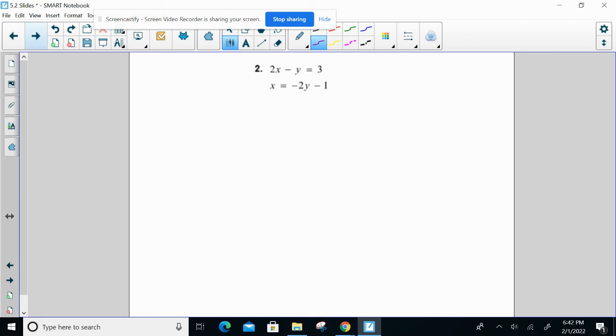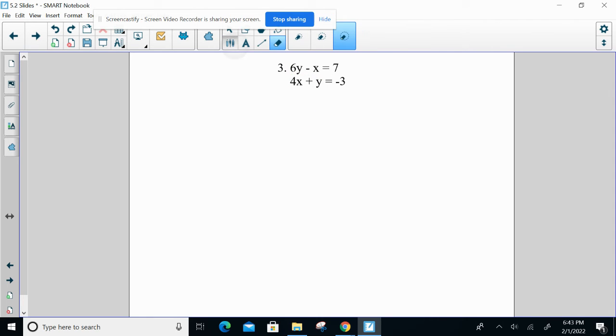All right, let's take a look at one more example here. Sometimes none of the equations are solved for a variable. You can see right here, the y and the x are on the same side of the equal sign. How about this one? The x and y are on the same side.